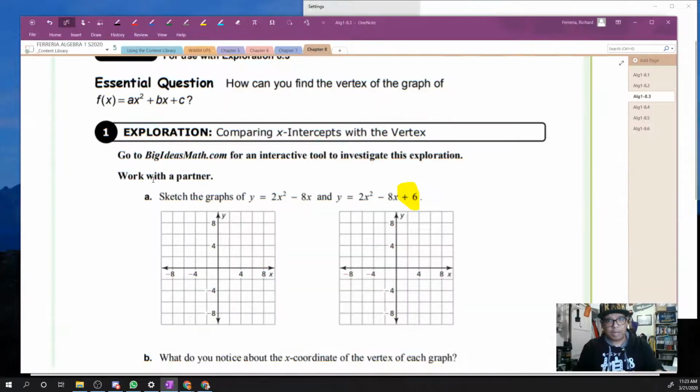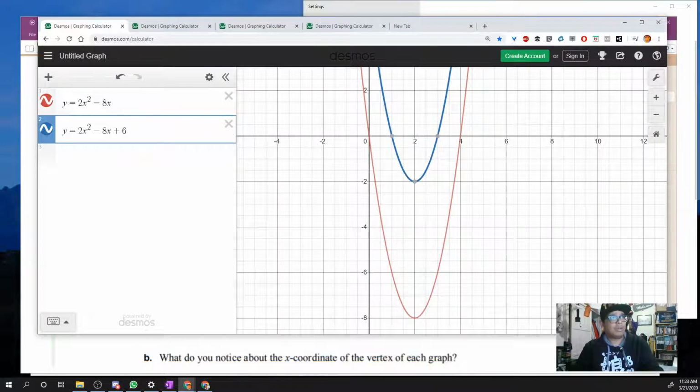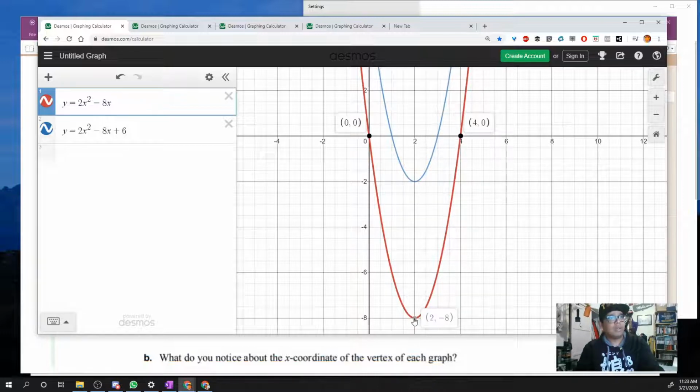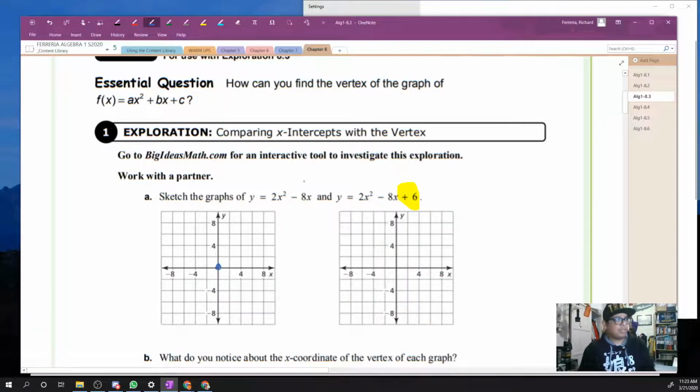So coming back over here, we're going to go ahead and graph them. Now I honestly have forgotten where all of those are. I'm pretty sure this is 0, 0 over here. And let's go back to the curve: 0, 0, 4, 0, and 2, negative 8. So here's our first parabola.